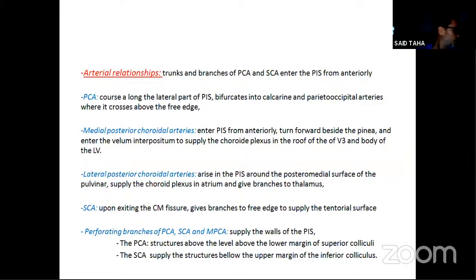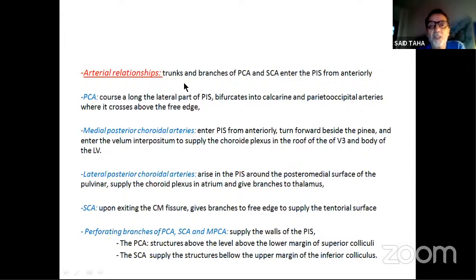The outer relationships are formed by trunks and branches of the posterior cerebral artery and superior cerebral artery as they enter the posterior incisural space from anteriorly. The posterior cerebral artery courses along the lateral part of the posterior incisural space, bifurcates into calcarine and parieto-occipital arteries, where it crosses about the free edge.